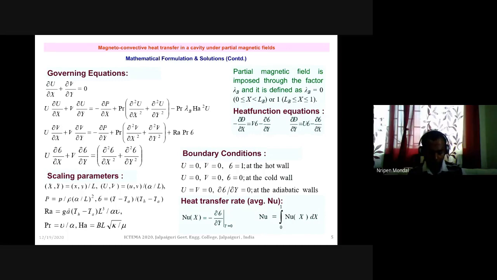Now, partial magnetic field has been imposed with the factor lambda, and this is basically coupled with the x momentum equation. Now the boundary conditions are theta equal to 1 at the heated wall and theta equal to 0 at the cold wall. And to analyze the global parameter, we have utilized the overall average Nusselt number, Nu, and this Nu can tell us about the heat transfer characteristic.